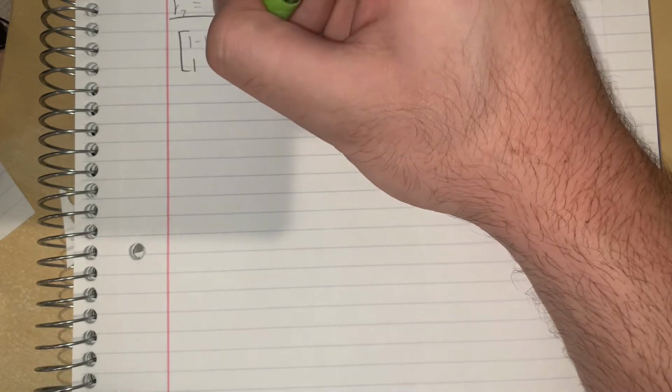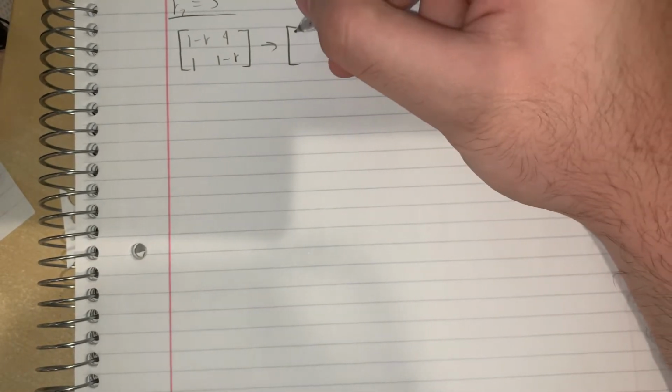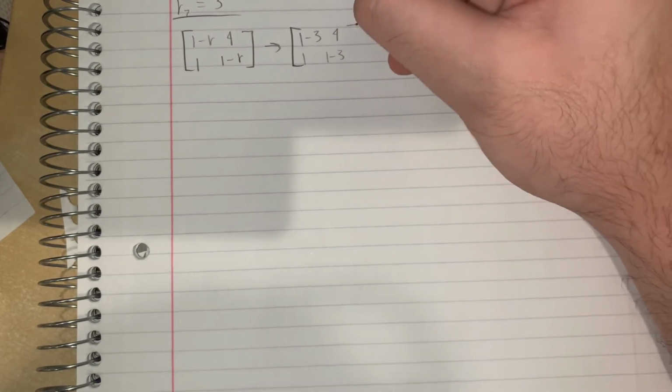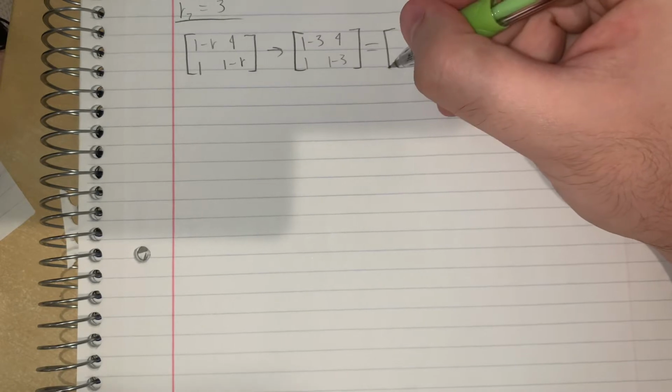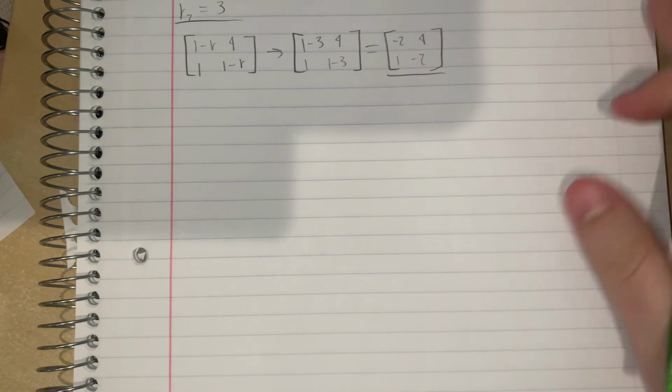Now we have to do the same exact thing for the second r value. R2 is equal to 3. So you remember the equation was 1 minus r, 4, 1, 1 minus r. So we plug in 3 for r. We will get 1 minus 3, 4, 1, 1 minus 3. And this is equal to negative 2, 4, 1, negative 2. So this is our new matrix.